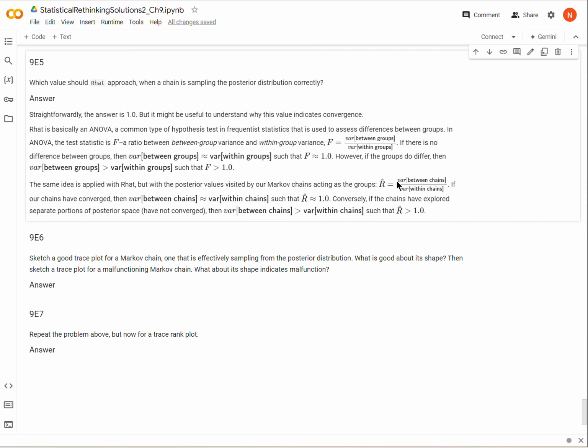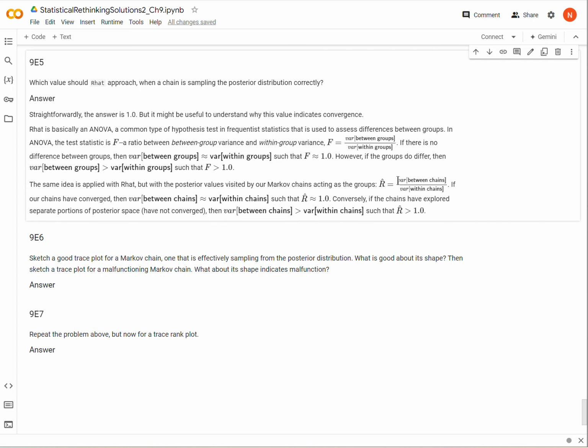So I'm measuring the variance of the values visited by each chain, both between chains and within the chains. If the chains have converged, then we should see that this ratio is about 1, because the two estimates of variance should be more or less the same. In the application of R hat, that would imply that the chains have visited the same areas of posterior space.